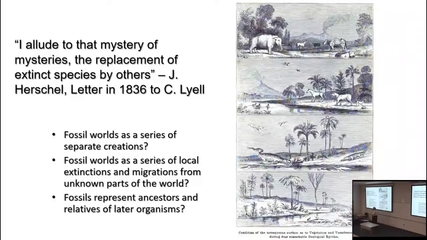But the problem is that would require that somewhere in the world we had representatives of all these different time slices. We don't see that. The world got well enough explored to show that's not the case. So some people suggested that maybe fossils represent the actual ancestors or other early relatives of later organisms, and that the relationships between the organisms of the different layers was literally a familial relationship.